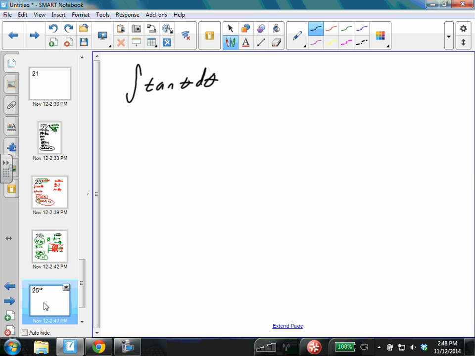So what are we going to do to this tangent? Change it into sine, very good, over cosine. Yeah, change it into sine over cosine. So now that it's sine over cosine, we can try to pick a u.